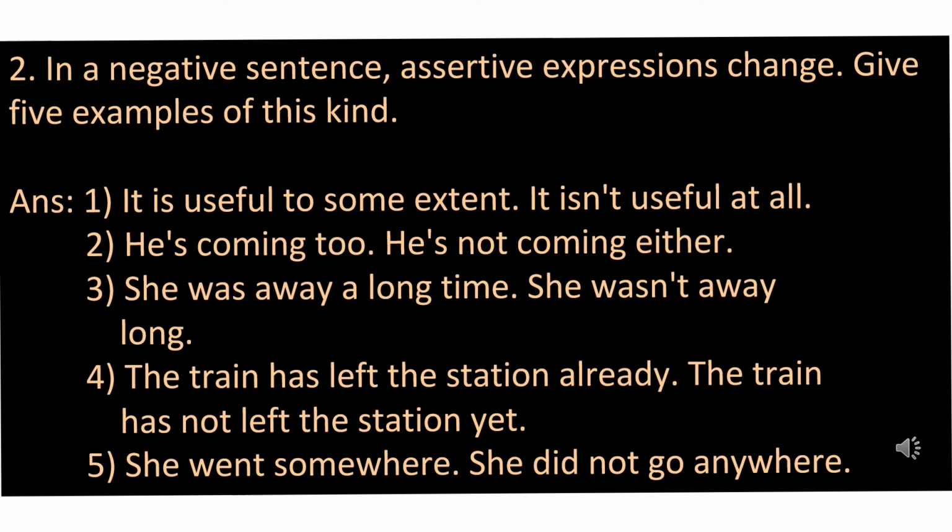Second question: in a negative sentence, assertive expressions change. For example, "somebody" becomes "nobody." Give 5 examples of this kind. The answer: "it is useful to some extent." "It isn't useful at all." "He's coming too." "He's not coming either."